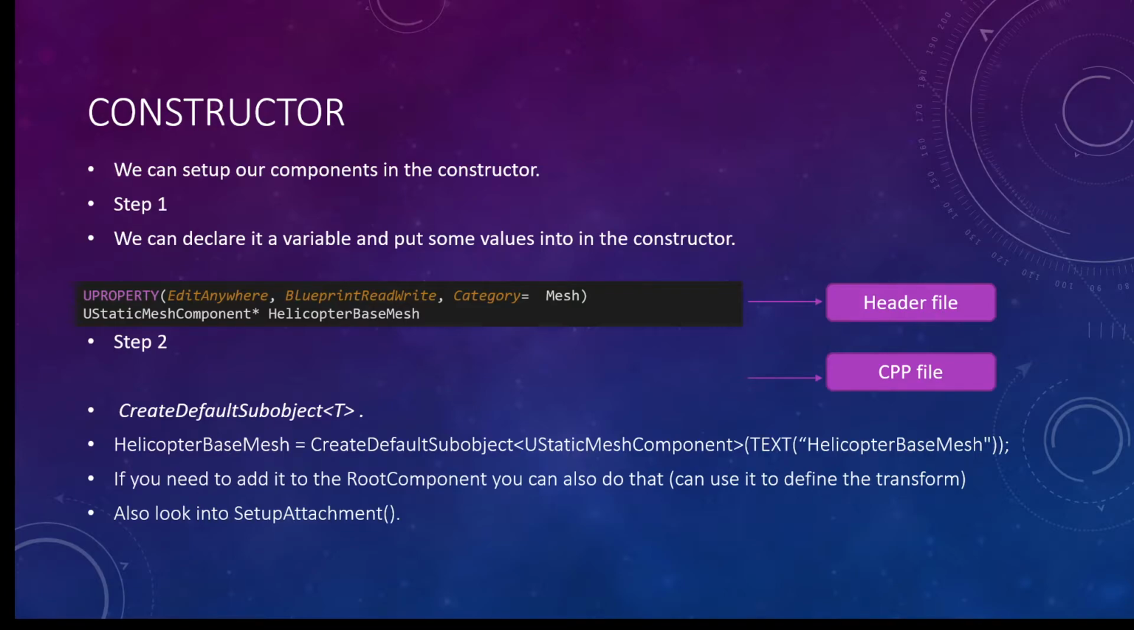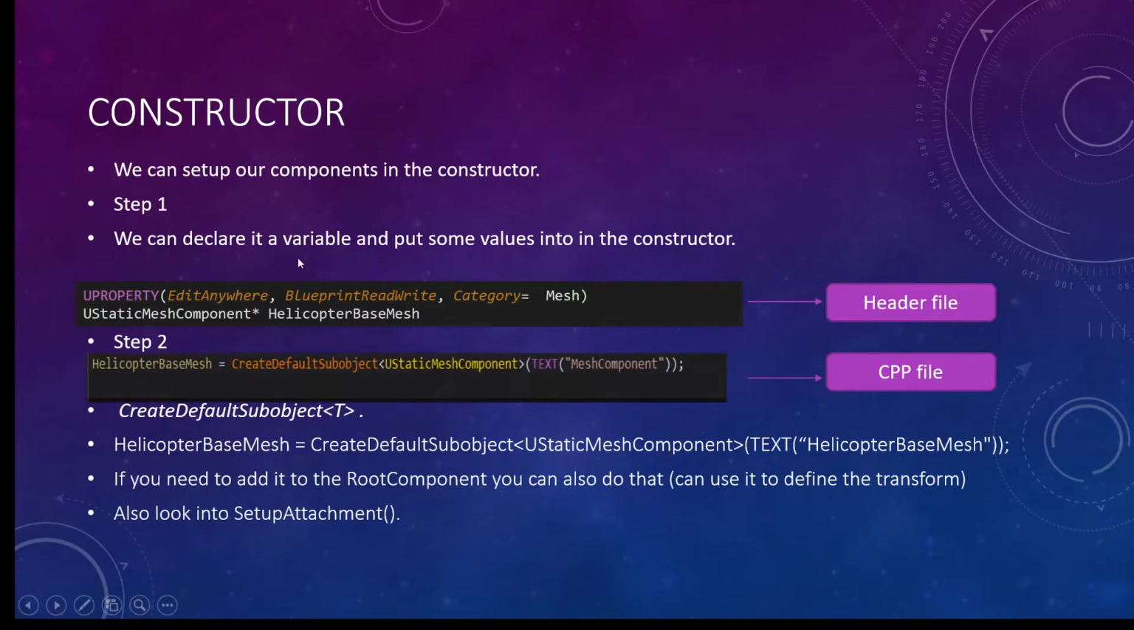So what I've done over here is I've created a UStaticMeshComponent. I put it to a pointer, and let's say, for example, I wanted to create a base helicopter, right? So I would just call it HelicopterBaseMesh, and then I would go into the constructor and I would put it inside, and I would put its value over here, and I would use this thing called CreateDefaultSubobject. What CreateDefaultSubobject does is what it does. It creates a default subobject.